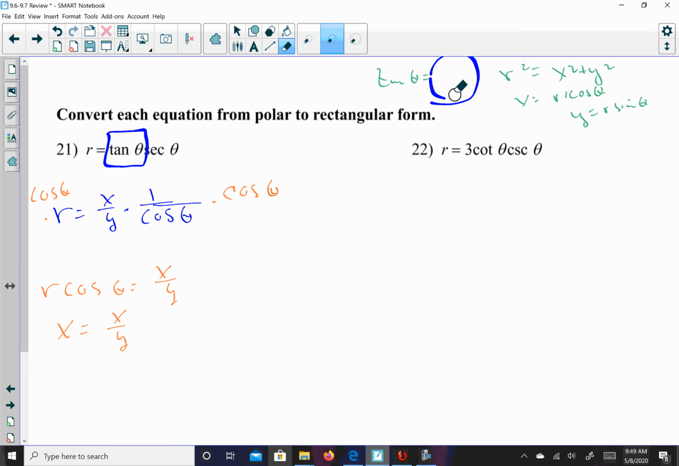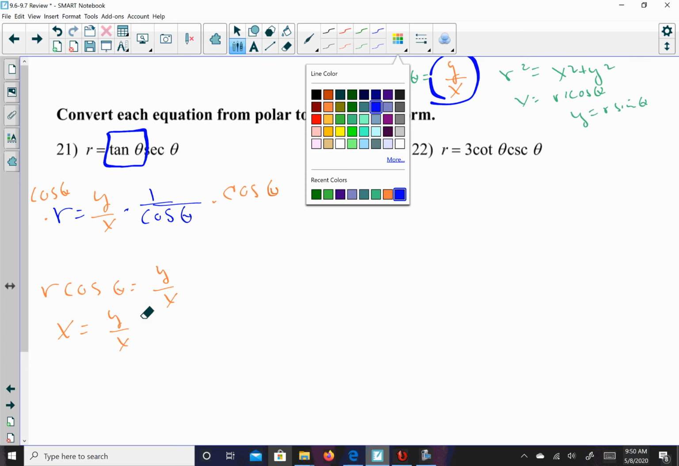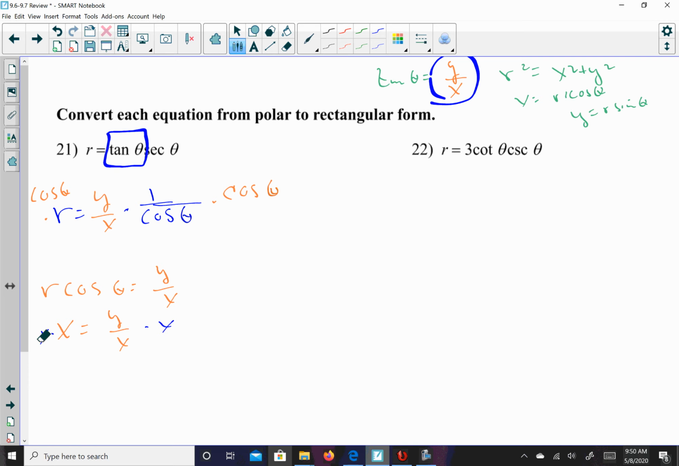So we're just going to tell you that tangent is y over x. Oh, my bad. So this is y over x, which makes this y over x. Oh my, such a bad mistake. I'm still a good person though. Y over x. Now when I go to simplify this, I'm going to multiply both sides by x, and I get x squared is equal to y.